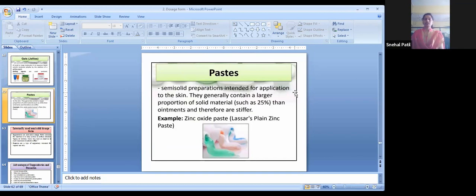Other pastes are used in your daily life. Okay, understand what is a paste?